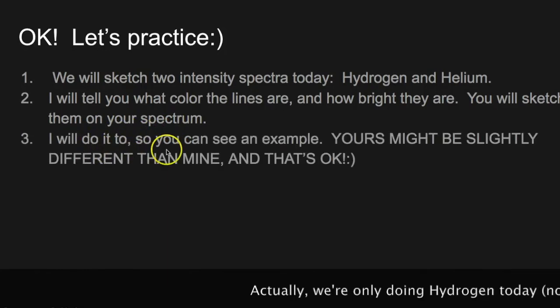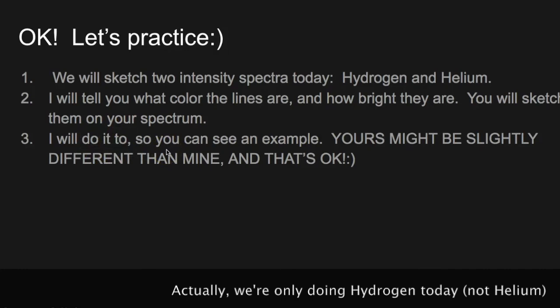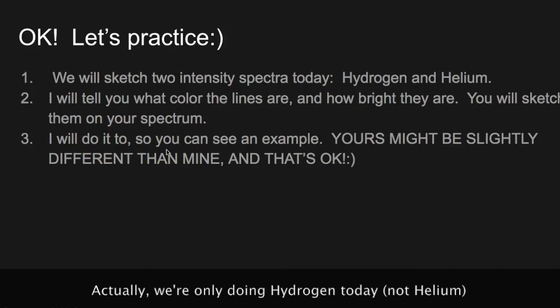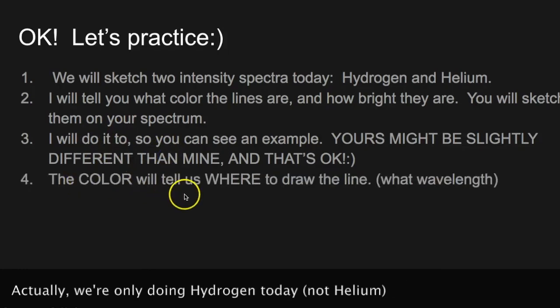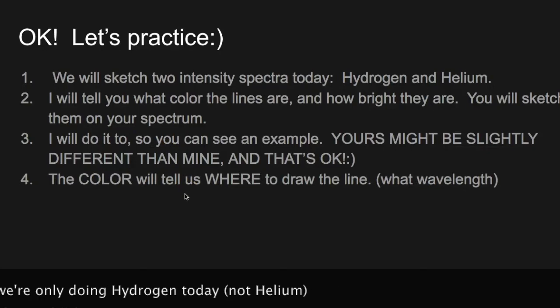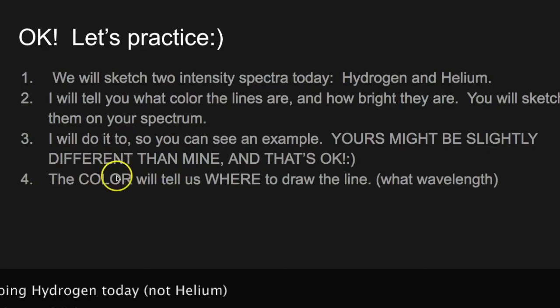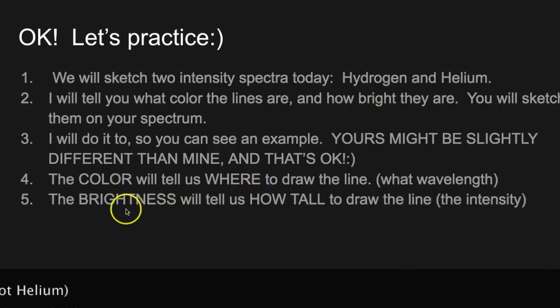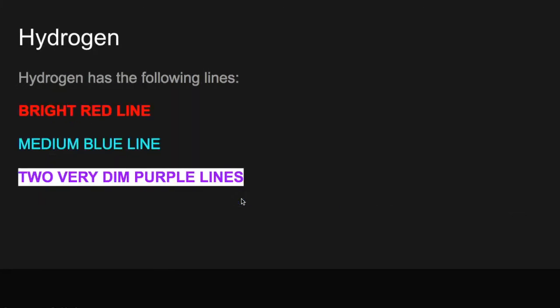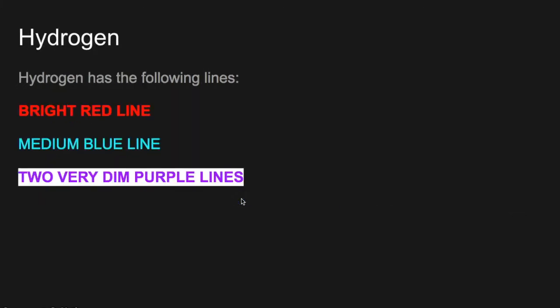I will do it too so you can see an example. Yours might be slightly different than mine, which is totally okay. And the color will tell us where to draw the line. So I'll tell you what color it is, and then based on the angstroms, we'll know where to draw the line. And the brightness will tell us how tall to draw the line. This is what we're about to try to do. So let's start with hydrogen. Hydrogen has a bright red line and a medium blue line and 2 very dim purple lines.